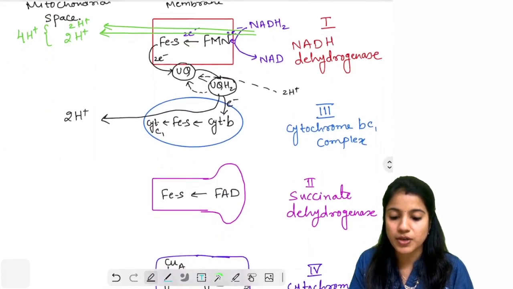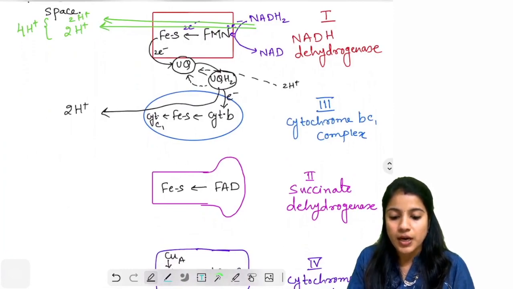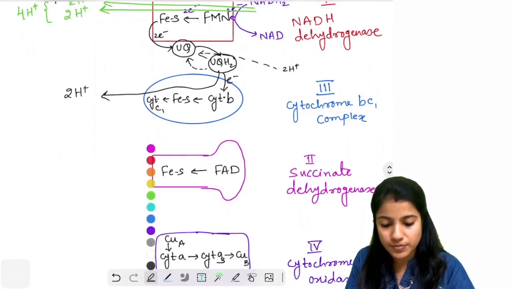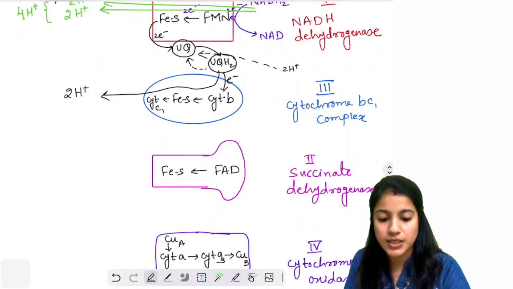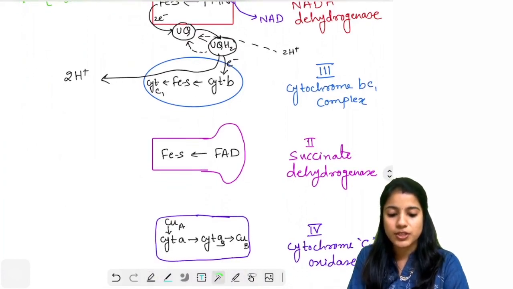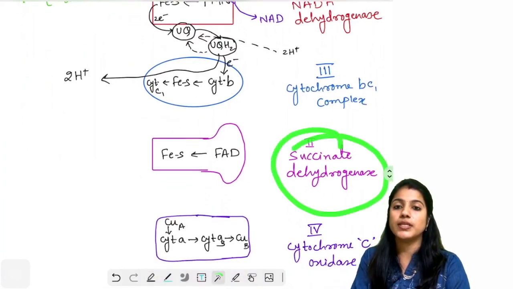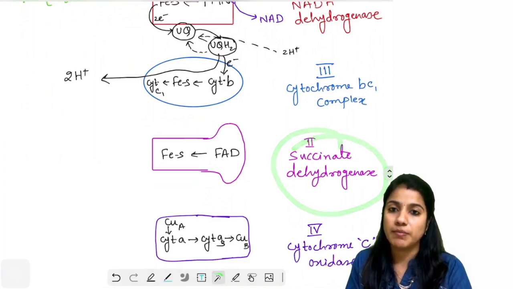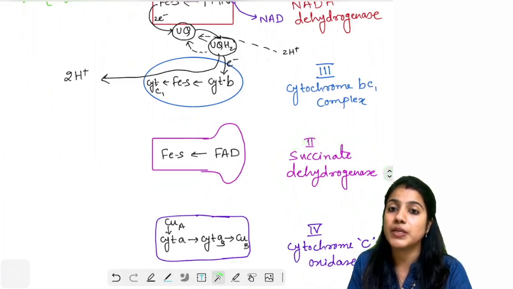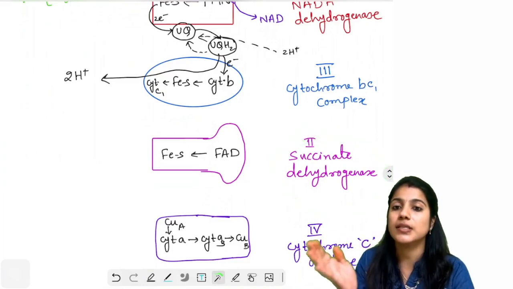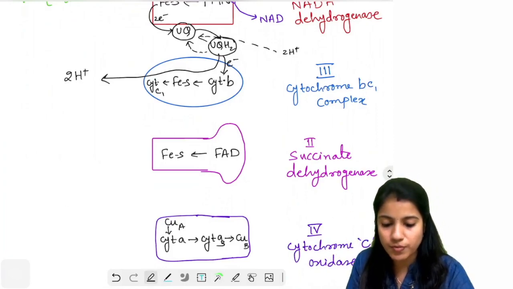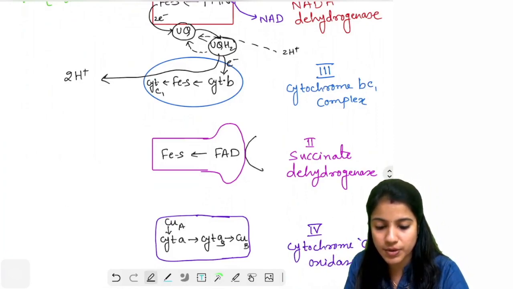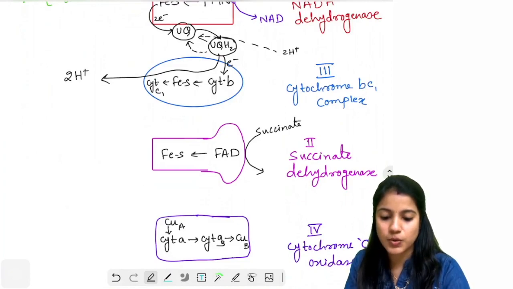Now let's talk about FADH2. Now FADH2, here it is. Succinate dehydrogenase. This enzyme is situated in the inner mitochondrial membrane. This step is happening during Krebs cycle when succinate is converted into fumarate. So here is this process, that is succinate gets converted into fumarate.